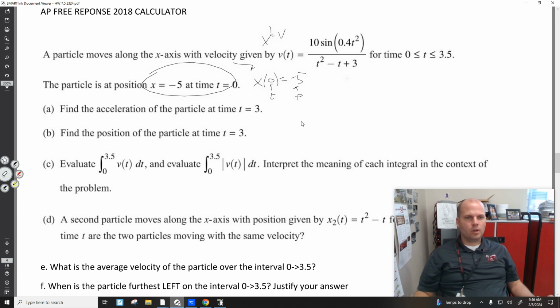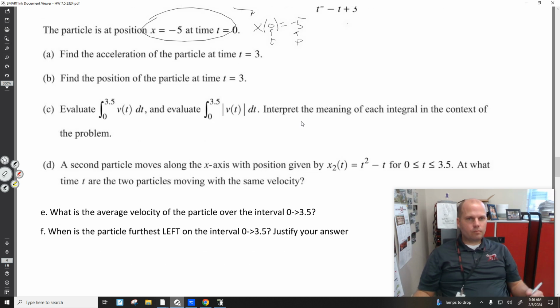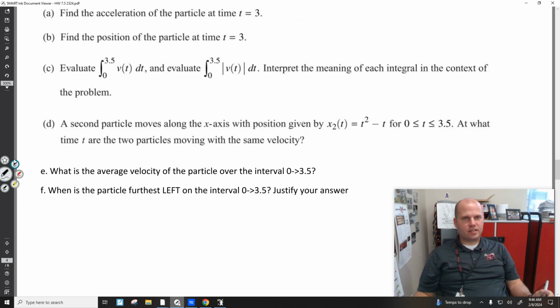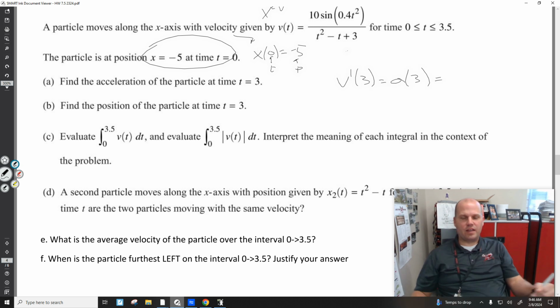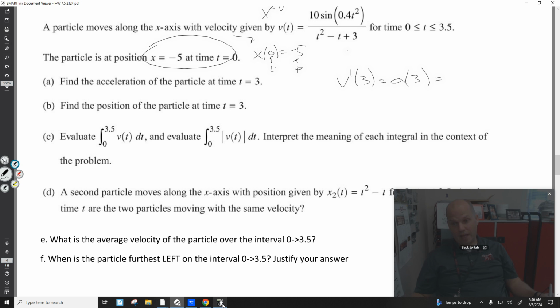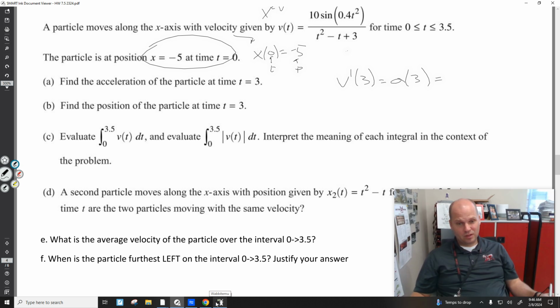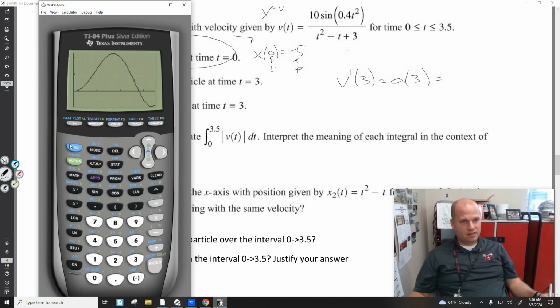Okay? All right. Part A, find the acceleration at t equals 3. All right. So v prime of 3 is the same as a of 3. How can I find that quickly and easily without having to take the derivative? Easy. Second, calc, dy dx, type in 3, press enter. That's it. That's worth 1 point.